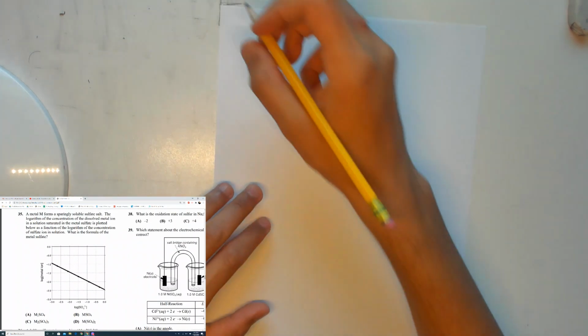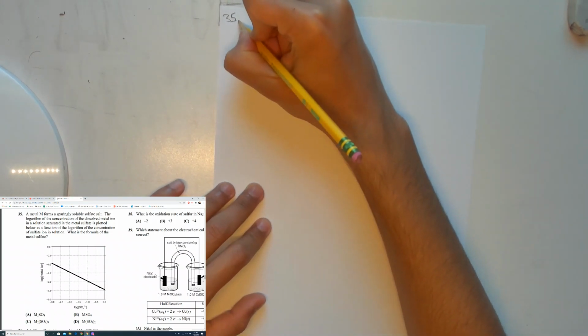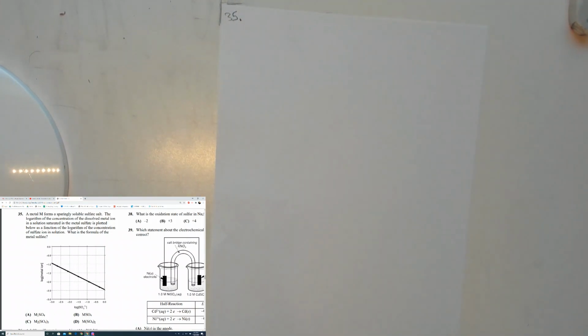Okay, 35. 35 is a very good question. I like it. These problems will appear more, it's more of a math type question, but it's good, even if you don't know chemistry. So a metal M forms a sparingly soluble sulfate salt. The logarithm of the concentration of dissolved metal ion in a solution saturated in the metal sulfate is plotted below as a function of the logarithm of the concentration of the sulfate ion in solution.